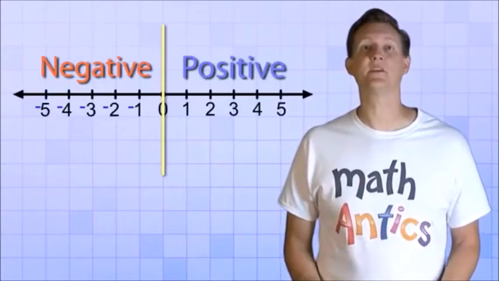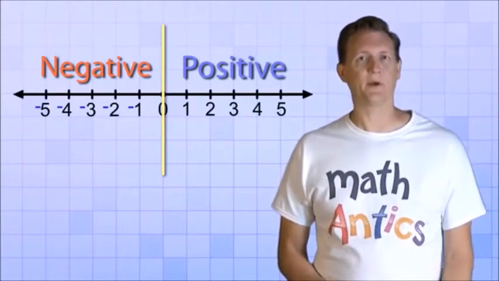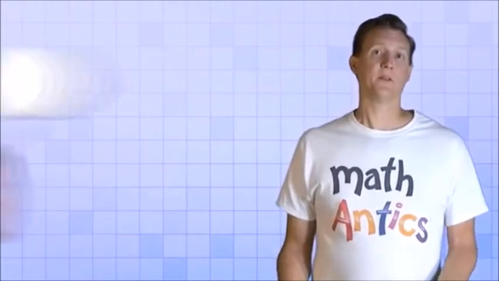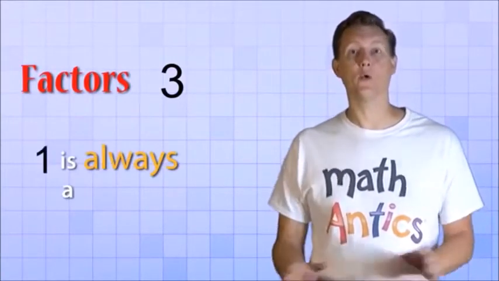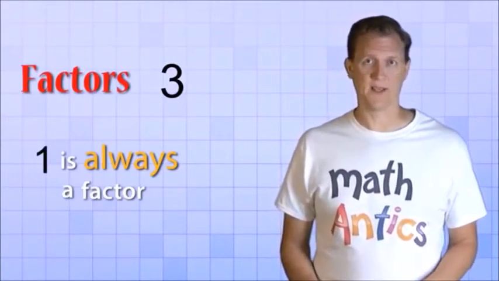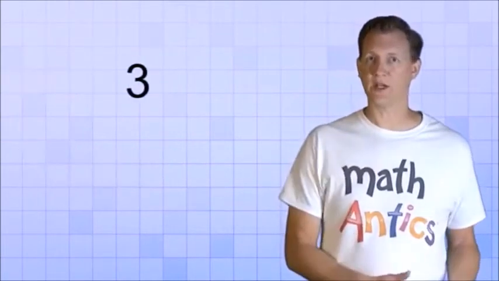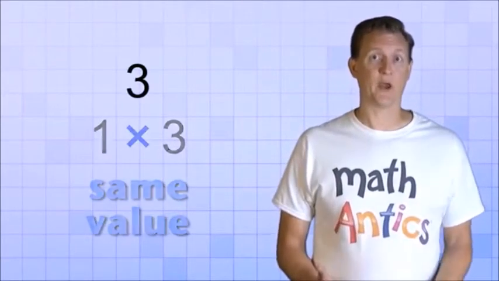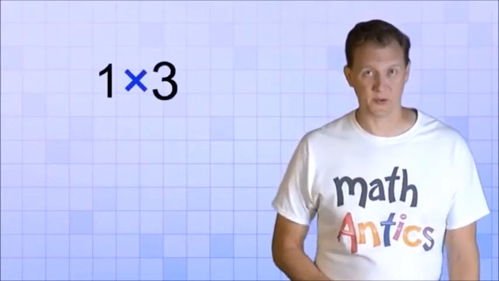Realizing that can help us understand that negative numbers are just like positive numbers, but they have a negative factor built into them. For example, think about the number 3 for a minute. Do you remember when we learned about factors? We learned that 1 is always a factor of any number. And that's because multiplying by 1 doesn't change a number. 3 and 1 times 3 are the same value. So if you have the number 3, you can factor out a 1 and you have 1 times 3.